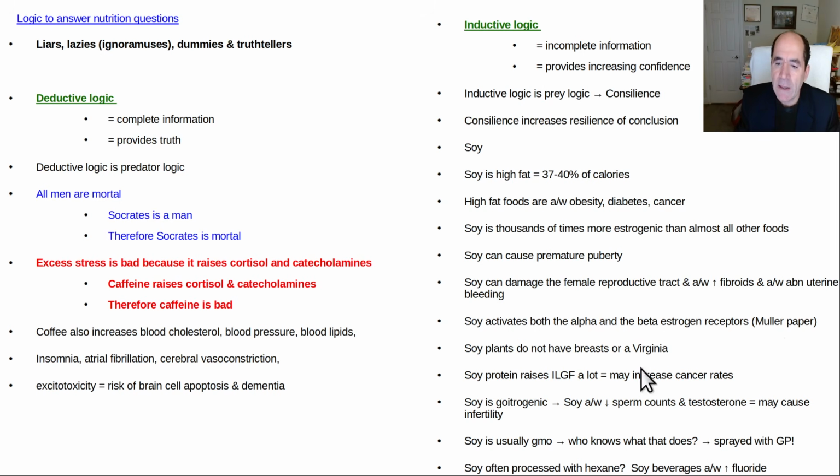Okay. And like I said, soy plants don't have a breast. They don't have a vagina. So why do they want their estrogen level so high? Well, let's talk about it. If a bear eats a bunch of berries and then walks 2 miles down the road and takes a poop, he's making a new berry plant, okay?